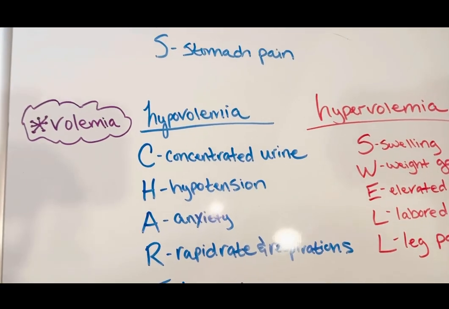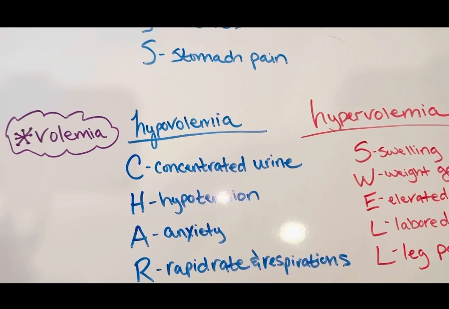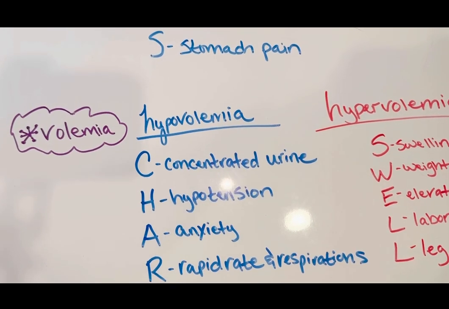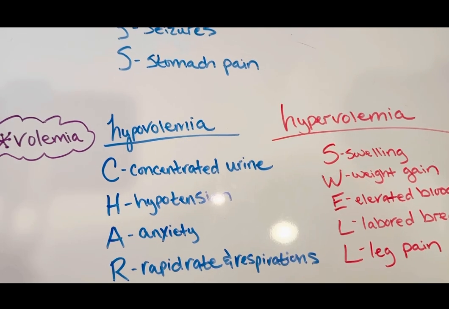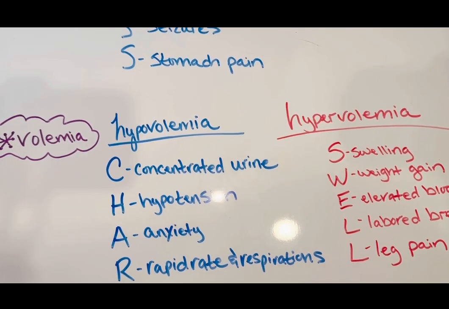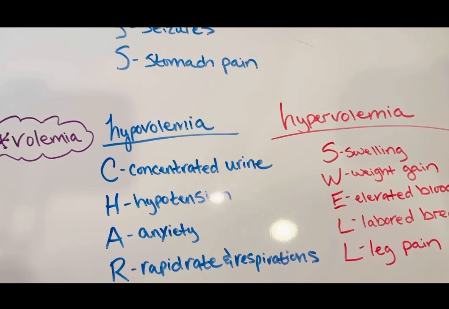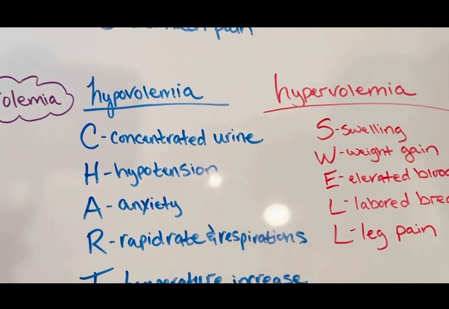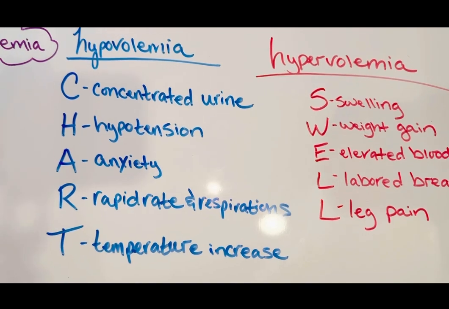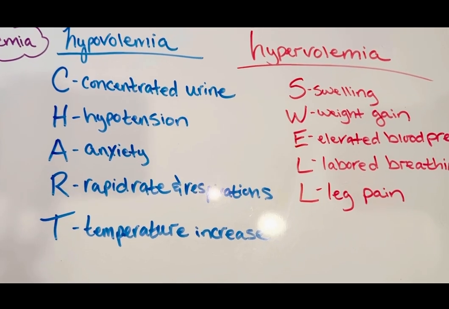So hypovolemia. Volemia is volume. Think fluid volume. Volume, how much volume you have. So hypervolemia is high fluid volume and hypo is low fluid volume. So fluid overload, dehydration. Okay? So hypovolemia, which means you are low on fluid, you are dehydrated.